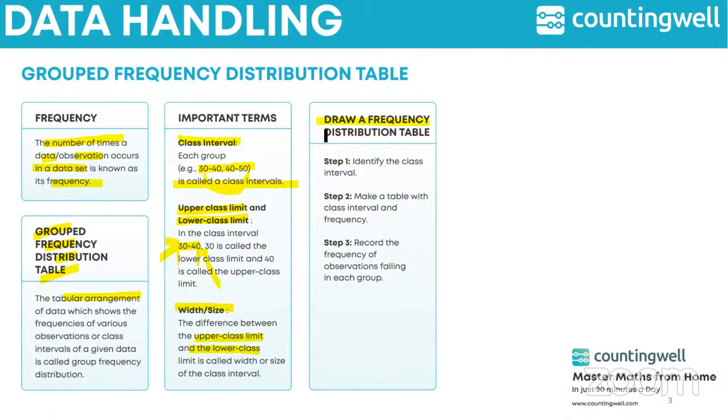Let us see how to draw a frequency distribution table. For that, first we have to identify the class intervals. So we need class intervals when the data set is a large set. Okay, say for example, there are 15 or 20 observations in the data set, then you need to categorize them by making class intervals, and then you have to make a table with class interval and frequency. Okay. Then we have to record the frequency of observations falling in each group. Okay.